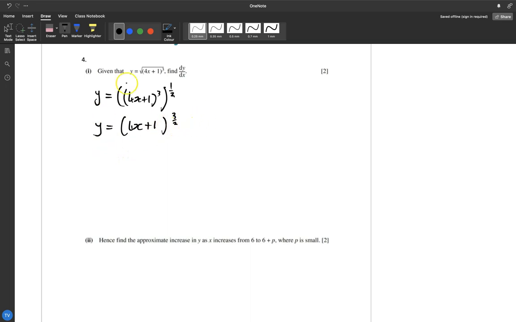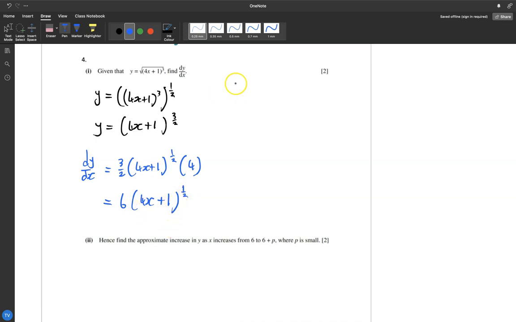Now I can start doing my differentiation. Okay, so dy/dx is equal to, take the power, bring it to the front, 3/2 (4x plus 1), minus the power by 1, you will end up with a half. Differentiate the inside, you get 4. So the next step is just to simplify and you will get 6 (4x plus 1)^(1/2). It's as easy as that.